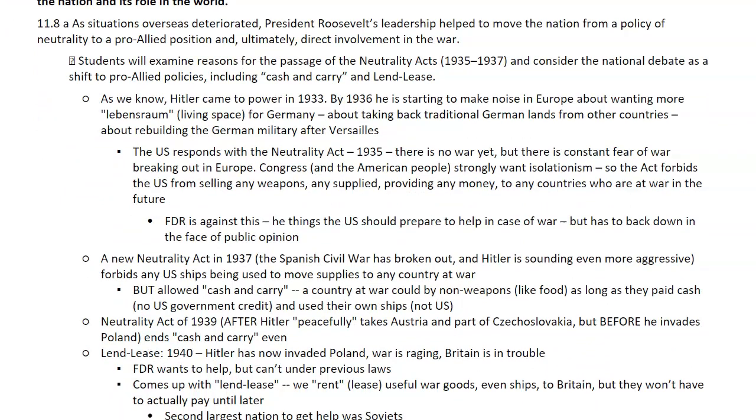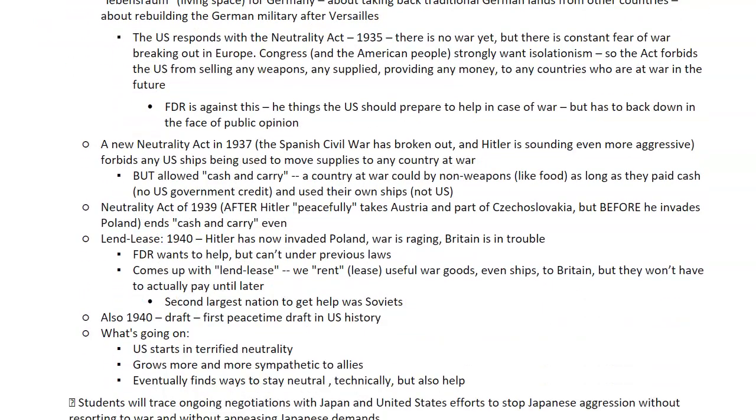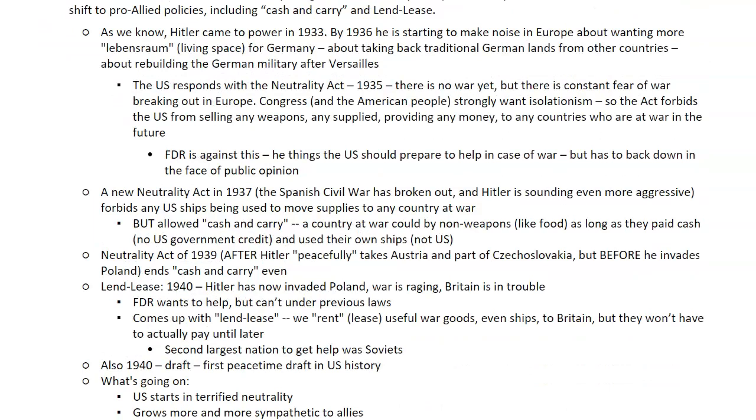As situations overseas deteriorated, President Roosevelt's leadership helped to move the nation from a policy of neutrality to a pro-Allied position, and ultimately to direct involvement in the war. So what are we talking about? I move down just a bit, and once more, I remind you, if you are not looking at it, you should be using the review notes, U.S. History Regents, shared OneNote document. If you don't have it, you have to get your hands on it, because that's what I'm using as the outline here.